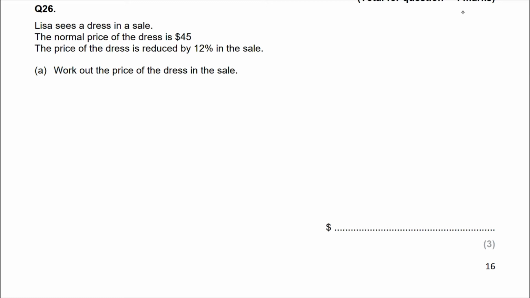In this question, we are informed that Lisa sees a dress in a sale. The normal price of the dress is $45. Now, this represents the original price, which is 100%. The price of the dress is reduced by 12%. Now, basically here, what you have to remember is that a reduction by 12% implies that the selling price will be 88% of the original cost, which is $45.